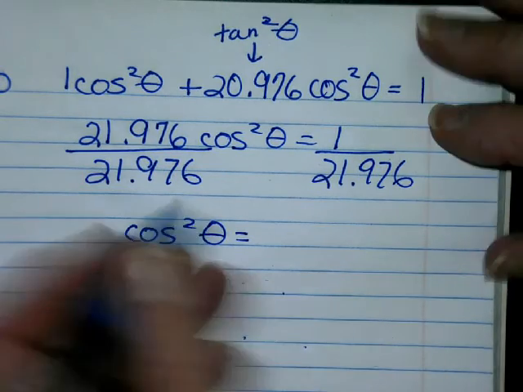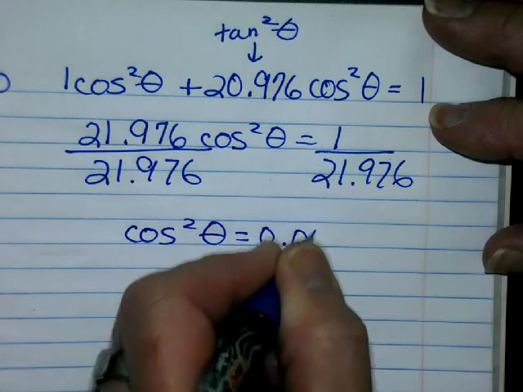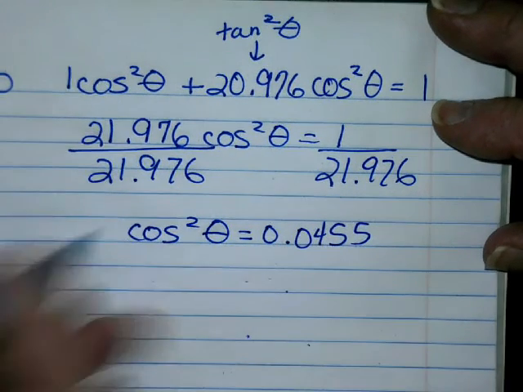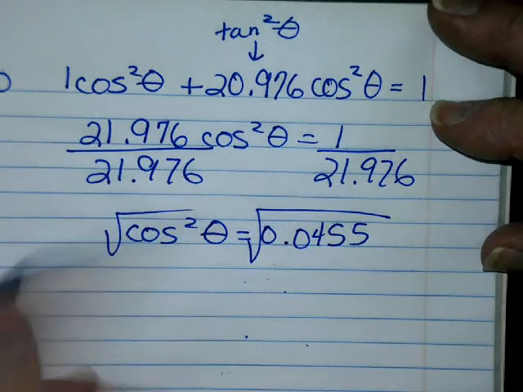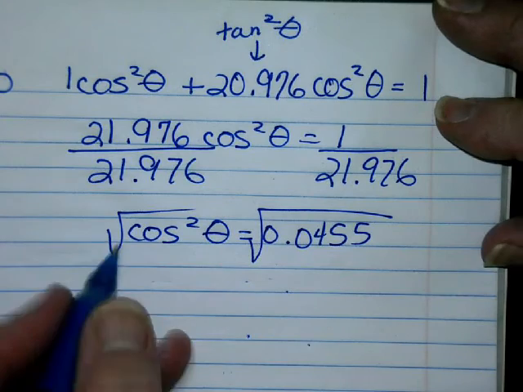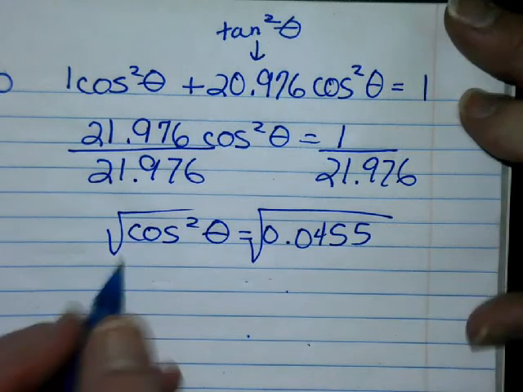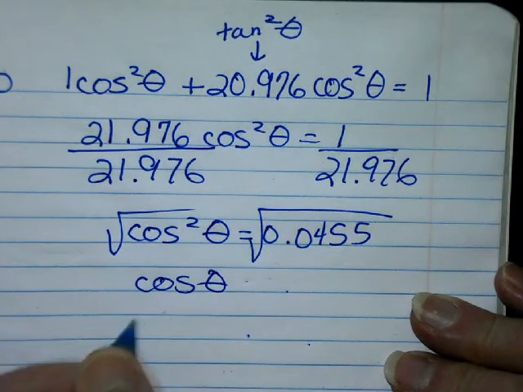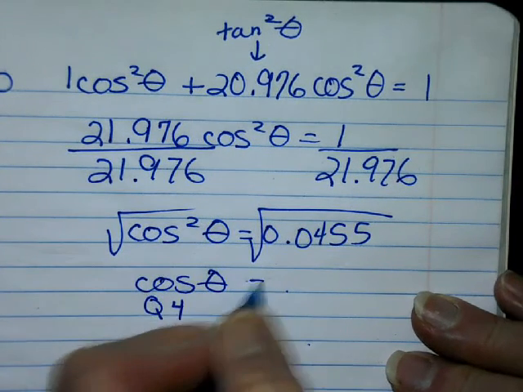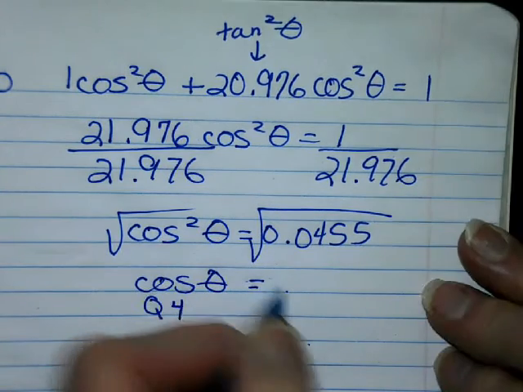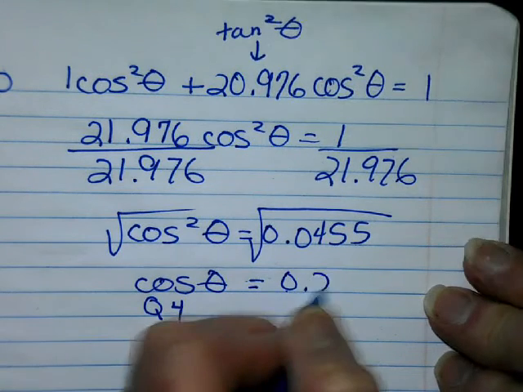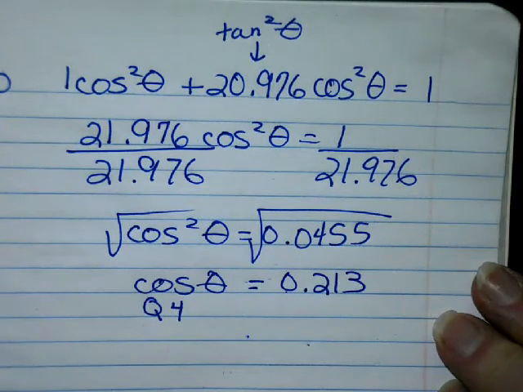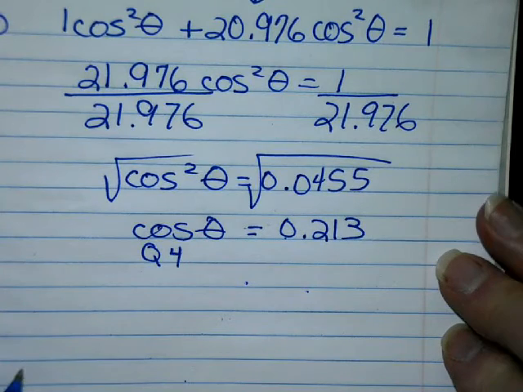So your cosine squared theta is a decimal, 0.0455. Take the square root of both sides, and remember what quadrant you're in. You're in quadrant 4. So my cosine answer for quadrant 4 is positive. So I get 0.213.